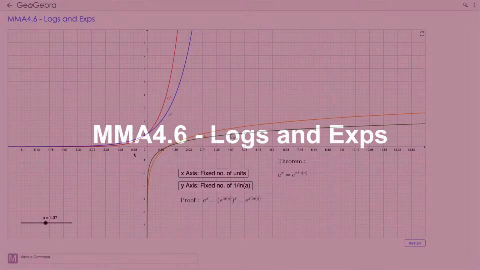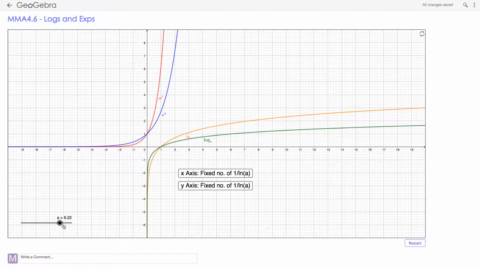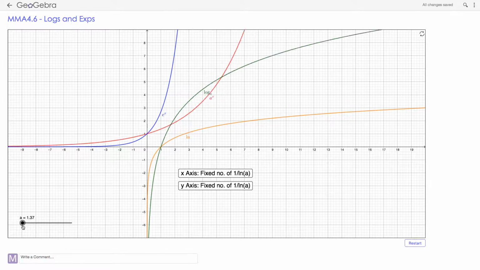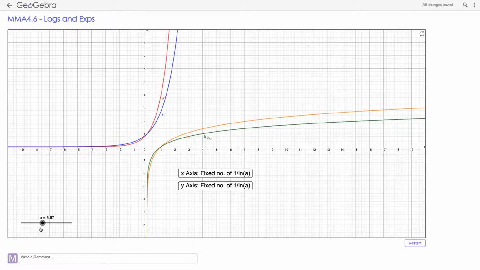Here I want to illustrate something else. So here you have the natural logarithm, right? And here you have the natural exponential function, and here you have the natural logarithm. And then I have some other exponential function and some other corresponding logarithm. Agree?